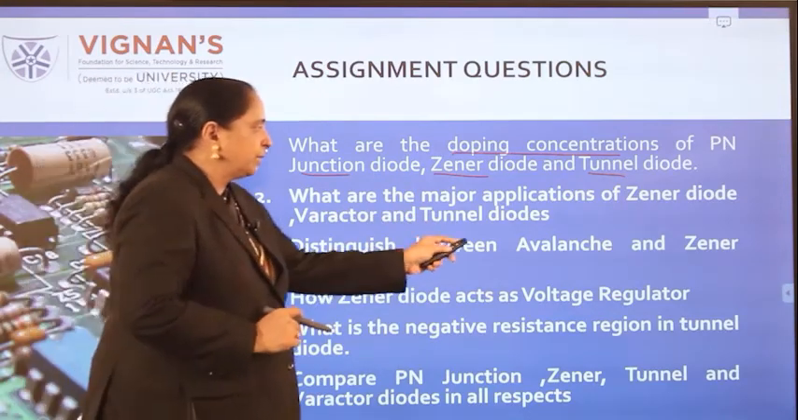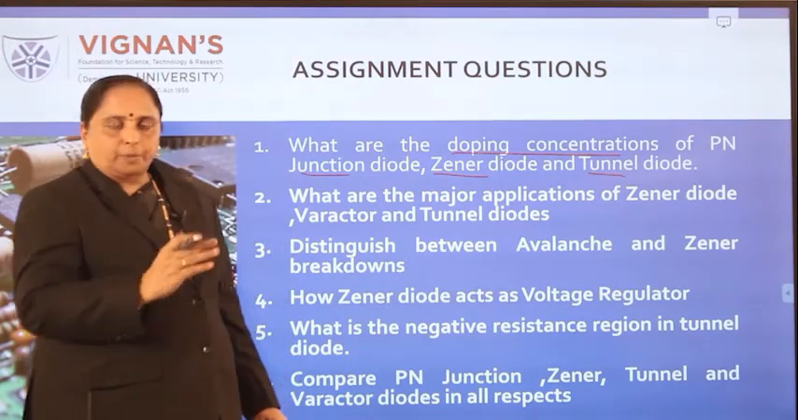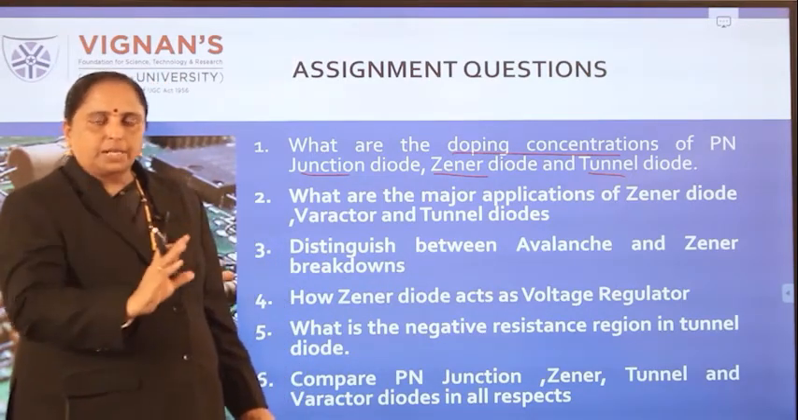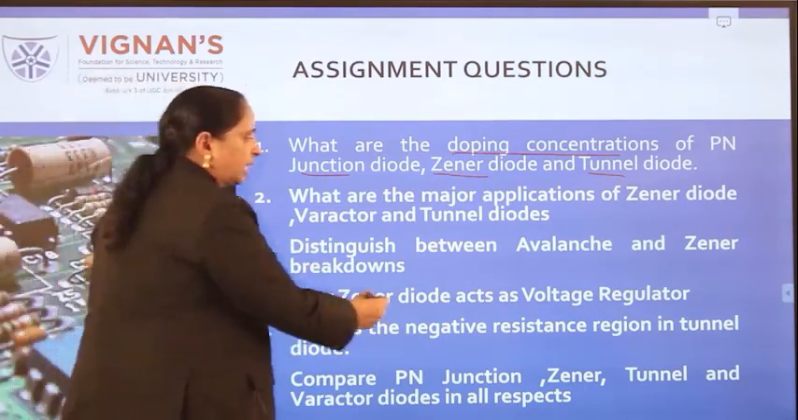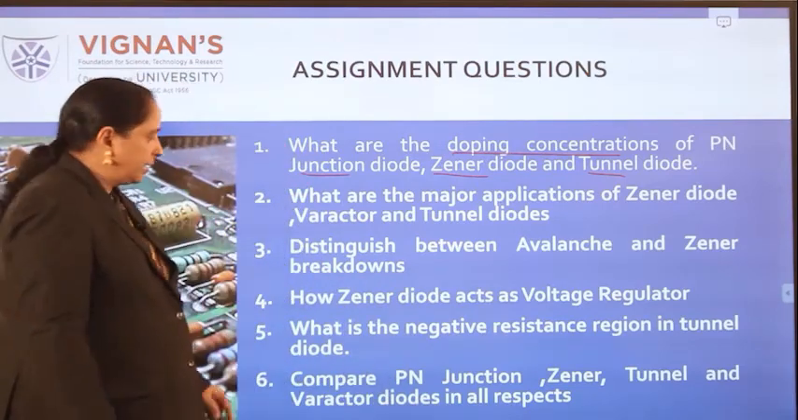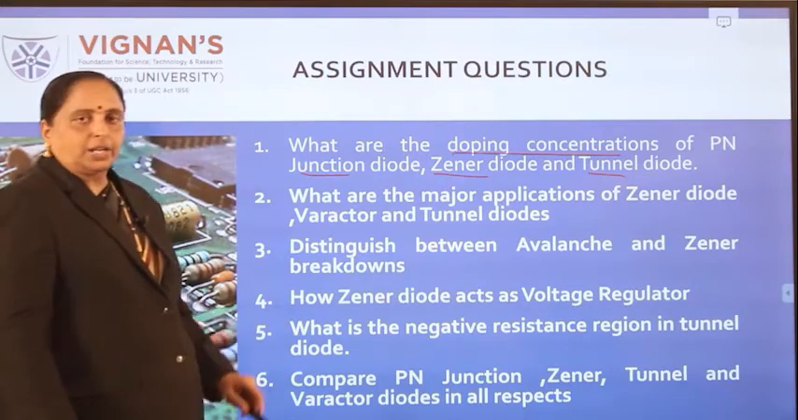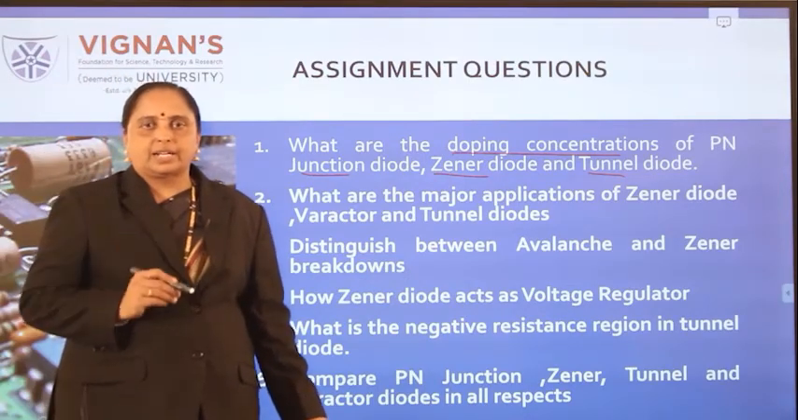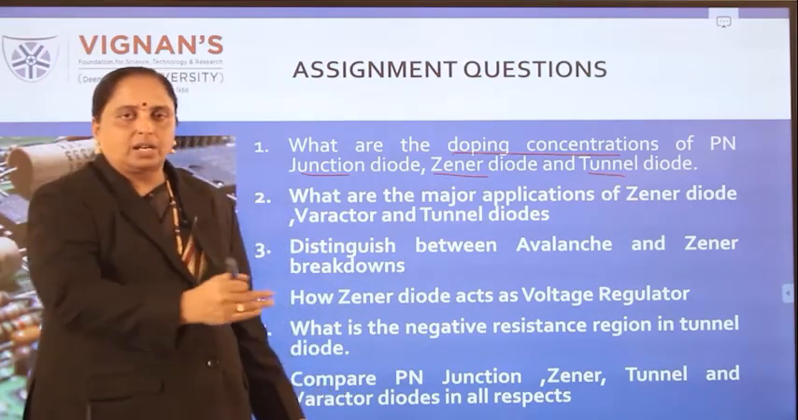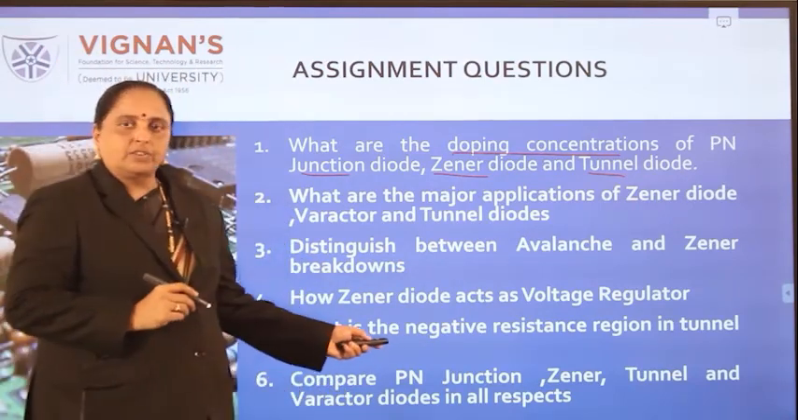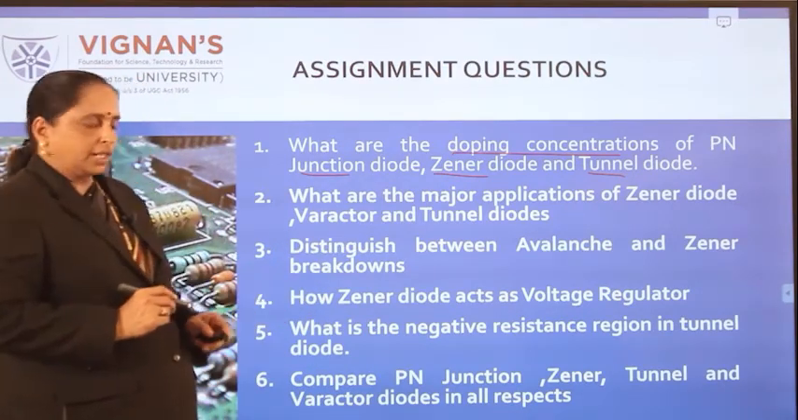Then distinguish between avalanche and Zener breakdown. Based upon the type of doping and depletion width, everything will be considered under this one. Next, how does a Zener diode act as a voltage regulator? Then what is the negative resistance region in a tunnel diode? We already discussed in the VI characteristics that from peak voltage to valley voltage, or peak current to valley current, the region will appear which is the main source of different applications. Then what is that negative resistance region?